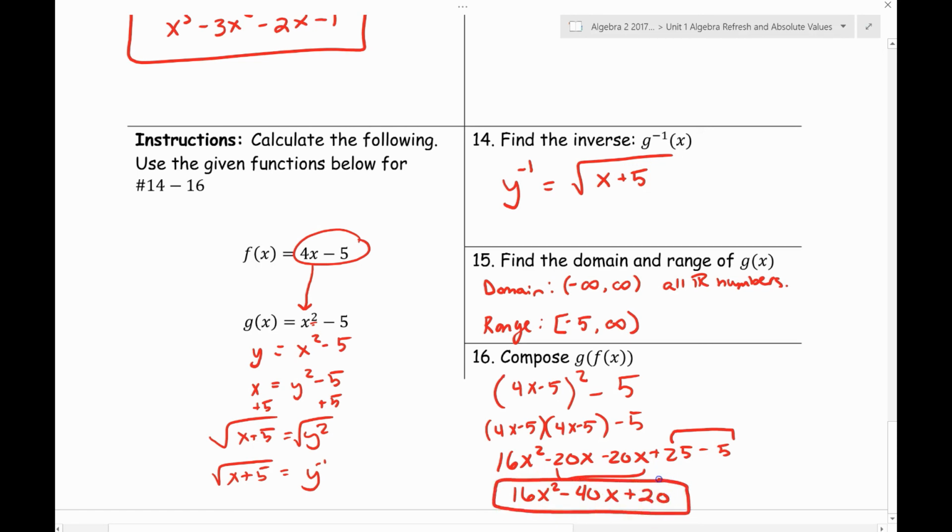And that's it. Okay, so expect to have examples or questions just like this on your test for the free response, and expect about 10 to 15 multiple choice questions. Good luck.